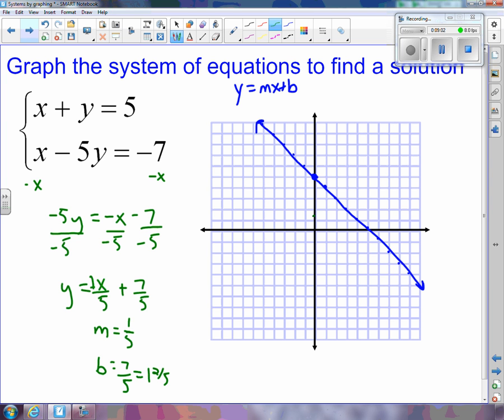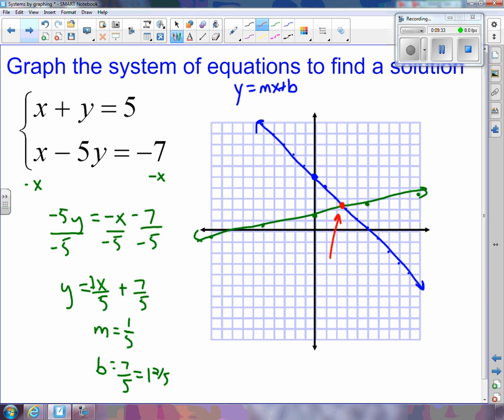So about here. A little bit more than 1. Then I'm going to go up 1 and over 5. Up 1, and over 1, 2, 3, 4, 5. Up 1 and over 1, 2, 3, 4, 5. And so on. And draw my line. Here's another example where the lines intersect at only one point.